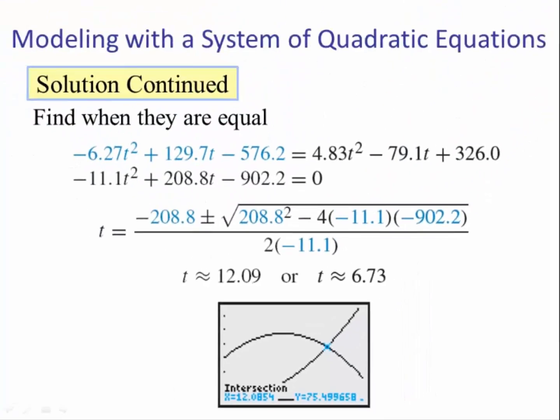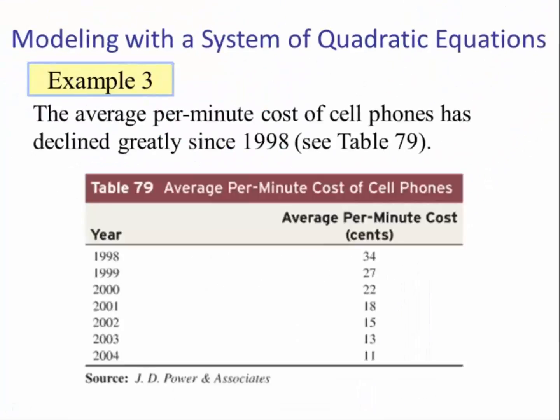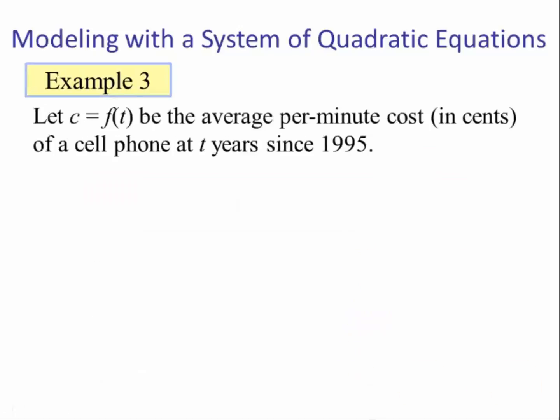Example 3. The average per minute cost of cell phones has declined greatly since 1998. In 1998, the average per minute cost was 34 cents, and each year the cost has decreased. Let C equal f of t be the average per minute cost, measured in cents, of a cell phone at t years since 1995.